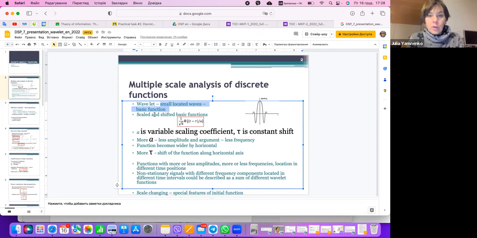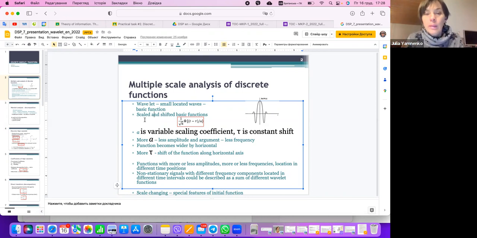And also we will use two main operations. One of them is scaling. What does it mean, scaling? We just enlarge or decrease this basic function. So we will consider it at different scales.